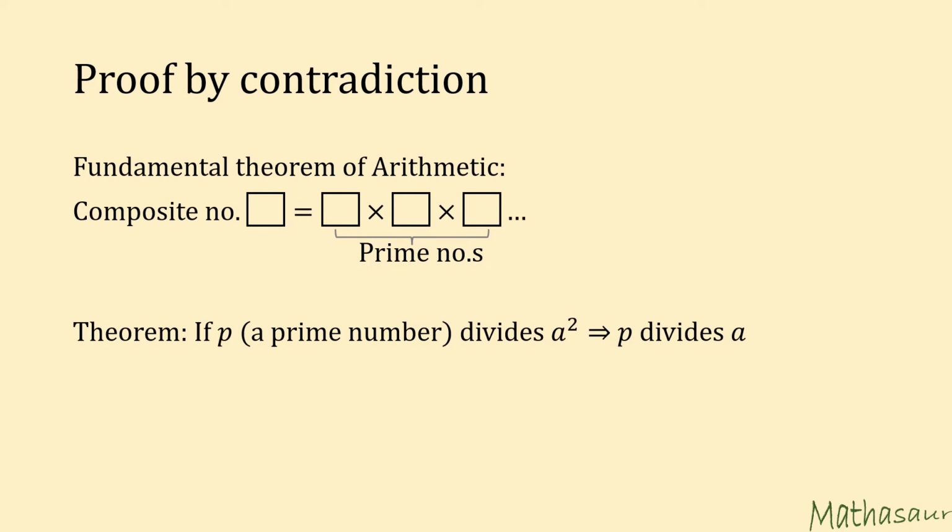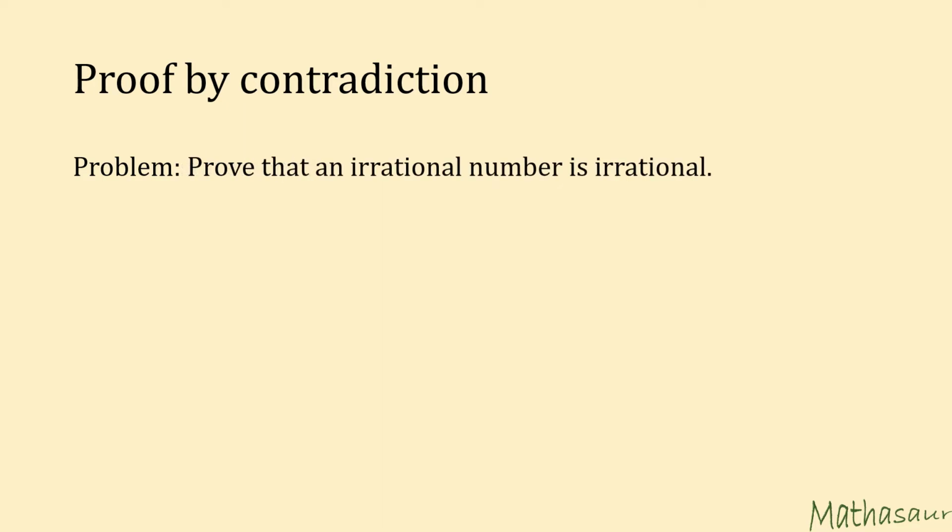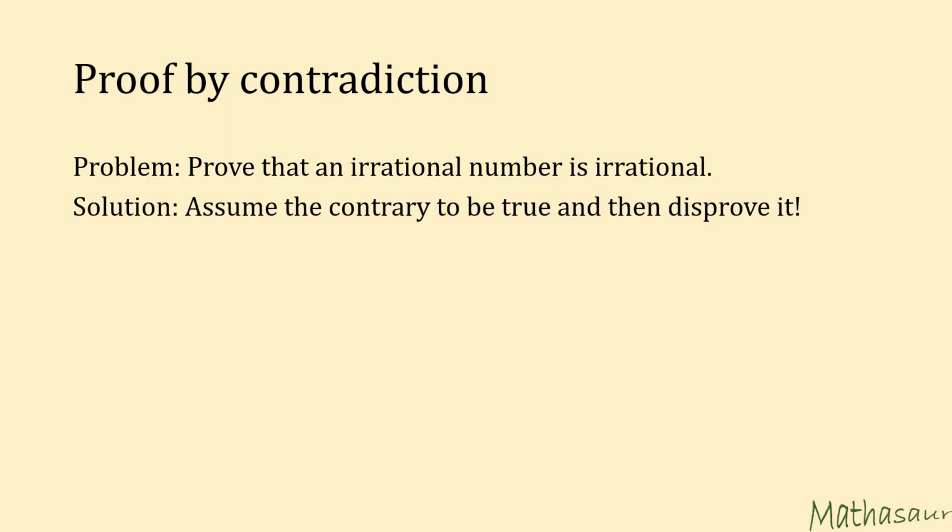Now we are going to utilize the fundamental theorem of arithmetic and this result, that if p divides a square, then p would divide a, and use them to prove certain problem statements. Exactly what kinds of problem statements? So a problem could be to prove that an irrational number is irrational. And the way we would solve this is to assume the contrary. That is, we would assume that the given irrational number is rational and then disprove it. Sounds confusing, doesn't it? Let us look at an example and follow the steps.